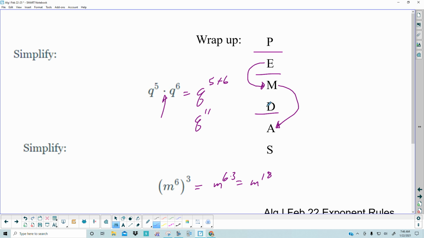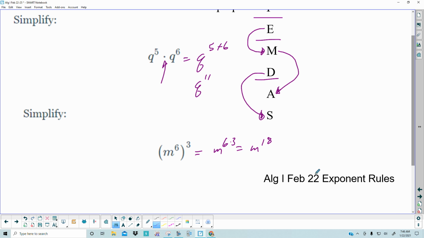Okay, now we haven't got there yet, but when you're dividing, what do you think you're going to do with your exponents? Subtract. Okay, so this is just rather than learning a new word, I'm trying to adapt to one that you already know. Okay, so this is your assignment.